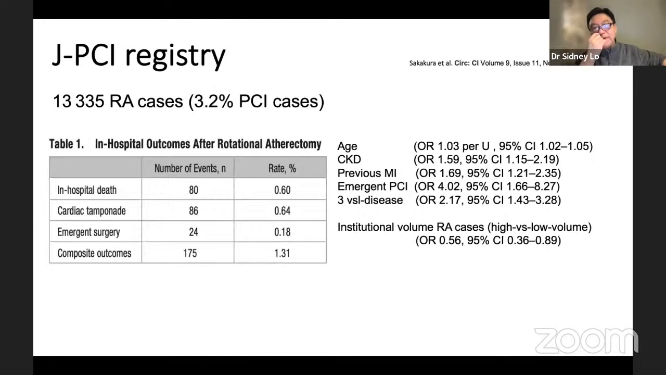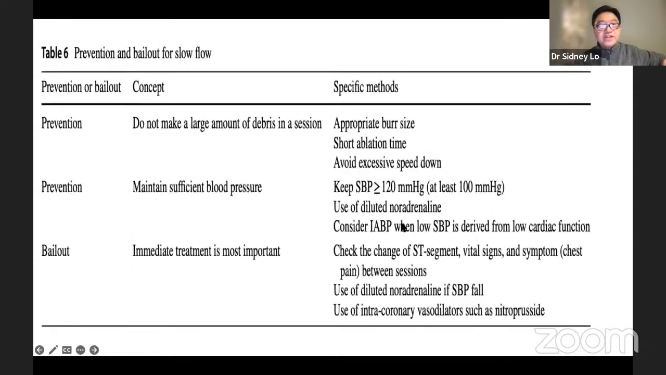Now, this is a Japanese PCI registry encompassing about 13,000 cases in Japan. And you know, Japan's very finicky. Only some hospitals are allowed to do rotational atherectomy. Their combined MACE rate of in-hospital death, tamponade, emergency surgery was 1.3%. Predictors notably are age, CKD, previous infarct, and three-vessel disease. But institutionally, if you are doing higher volumes, you have half the risk. Pretty much known about volume of work in procedural medicine.